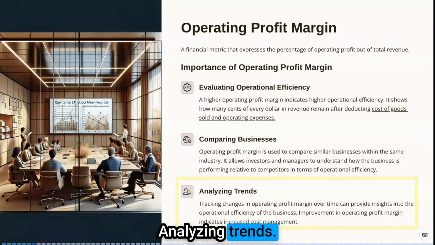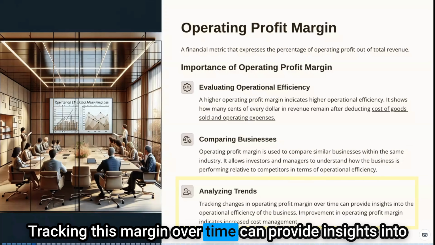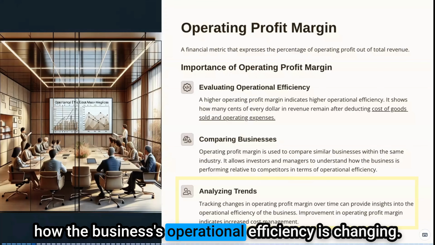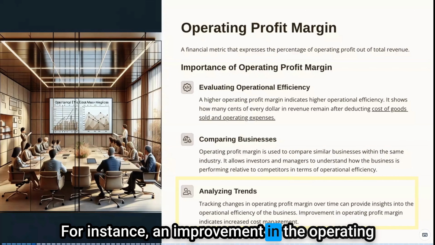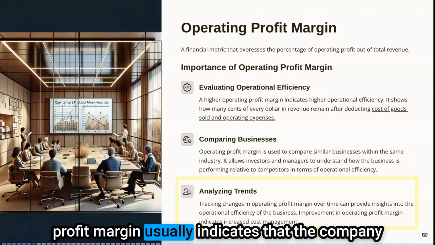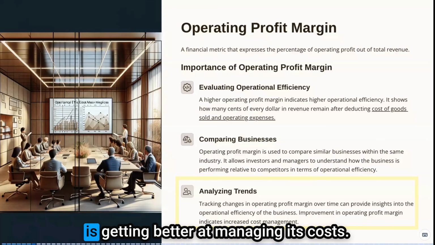Analyzing trends. Tracking this margin over time can provide insights into how the business's operational efficiency is changing. For instance, an improvement in the operating profit margin usually indicates that the company is getting better at managing its costs.